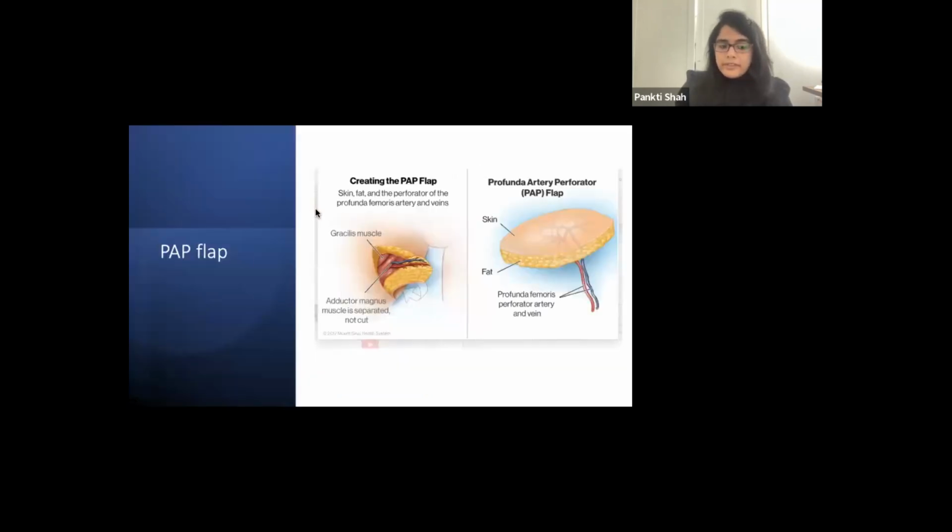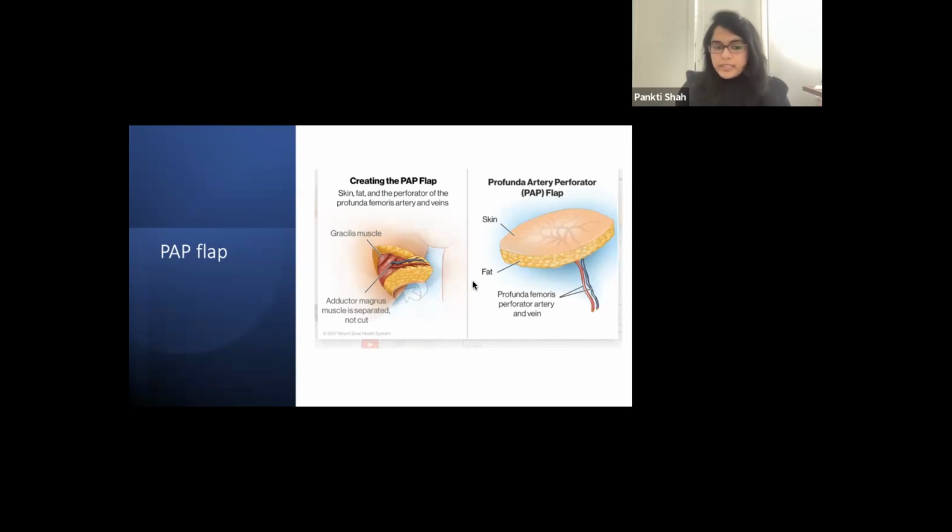So the key feature of this technique is that only the necessary blood vessels, the perforators, are taken from the donor site, leaving the surrounding tissue and the muscles intact. So here we are looking at the picture of the PAP flap, which stands for profunda femoris artery perforator flap. Here we see that to make a flap, only the skin, fat, and the blood vessels are used.